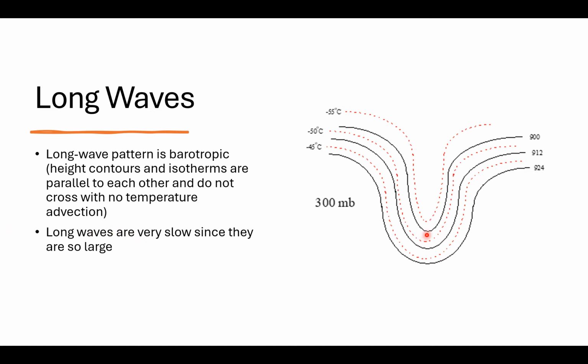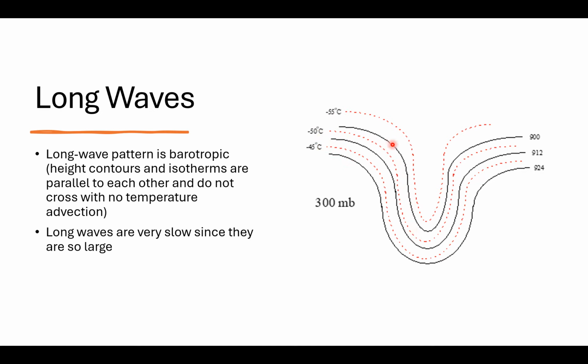Look at this graphic here on the right. This really helps explain this first bullet when we say the long waves are barotropic. We're looking at the 300 millibar level. These dashed red lines indicate lines of equal temperature. These are called isotherms. You notice how these red dashed lines, these isotherms, are separated by basically intervals of 5 degrees Celsius between each line.